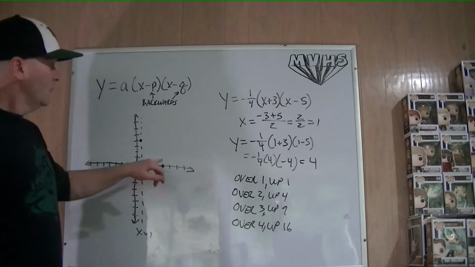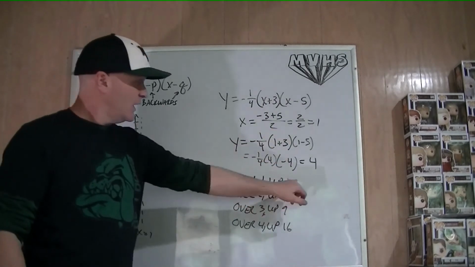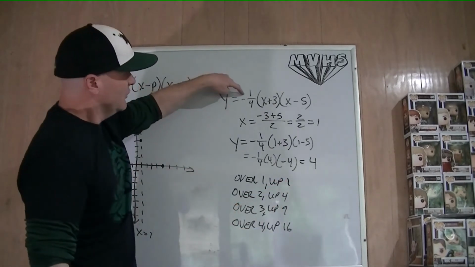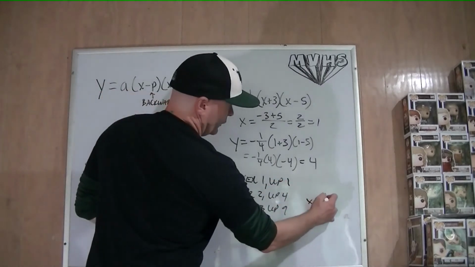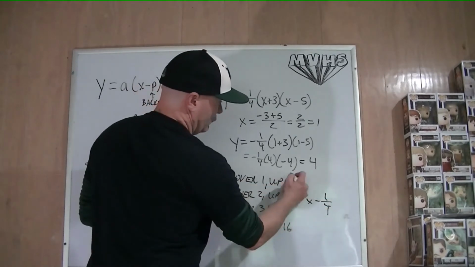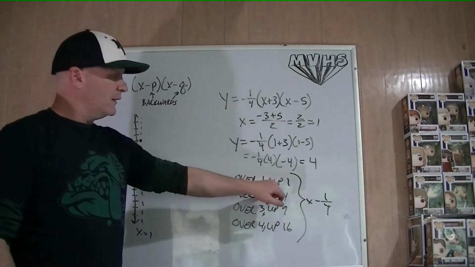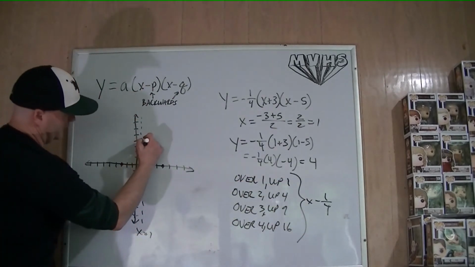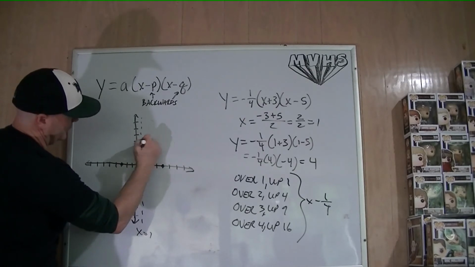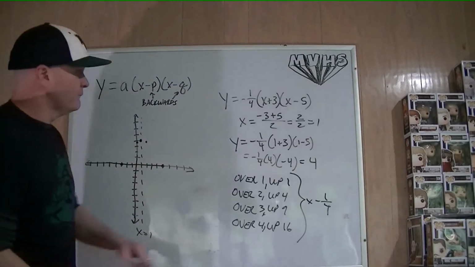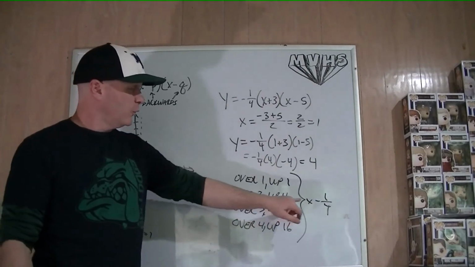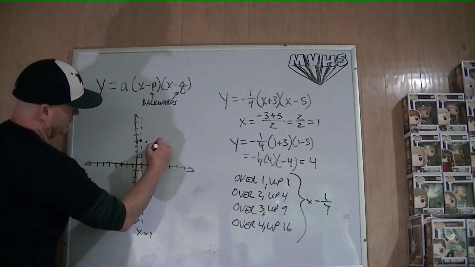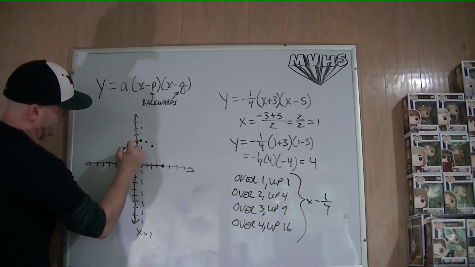Just like with the other two, once we know the vertex, we can just follow these 4 steps here, or as many of them as we can fit. And since a is negative 1/4, we're going to multiply all the y's by negative 1/4. So instead of going over 1, up 1, it's going to go over 1 and down 1/4. Well, it's going to be a little bit hard to graph, but I don't know, about there, probably. Instead of over 2, up 4, 4 times negative 1/4 is negative 1. So we're going to go over 2 and down 1. That one's a little nicer to graph.